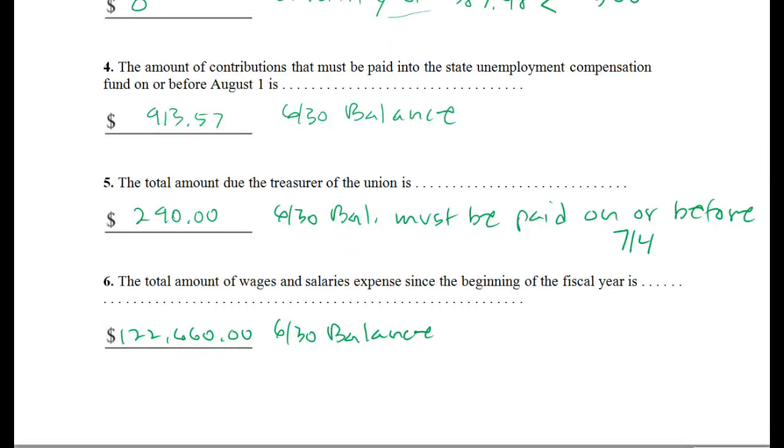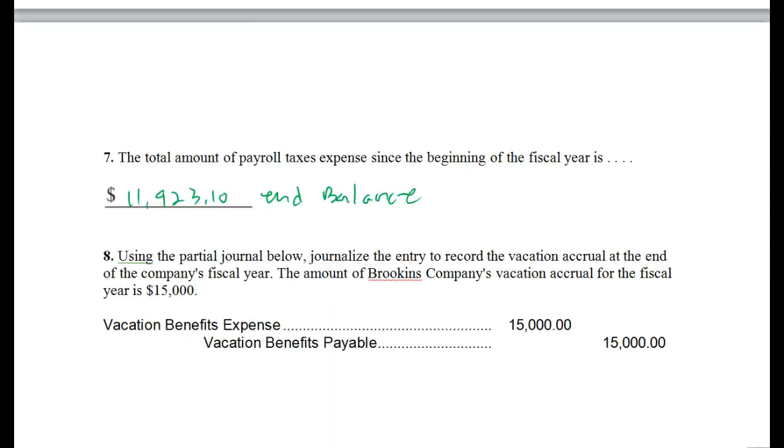Question number 4, the amount of contributions that must be paid to the state unemployment compensation fund. This is the ending balance as of June 30th, so $913.57. The total amount due the treasurer of the union, this $290, this is the ending balance, and it says in the instructions that that has to be paid on or before the 4th day of the following month. So this would be due on or before July 4th. Number 6, the total amount of wages and salaries expense since the beginning of the fiscal year. Again, this is just the balance as of 6/30, taken from the ledger card.